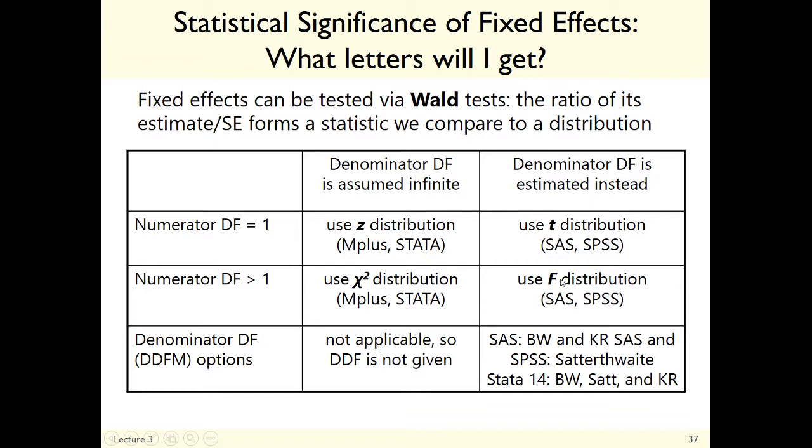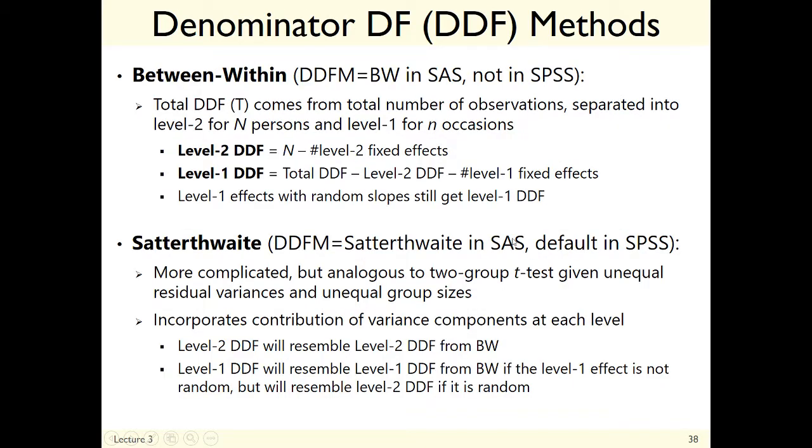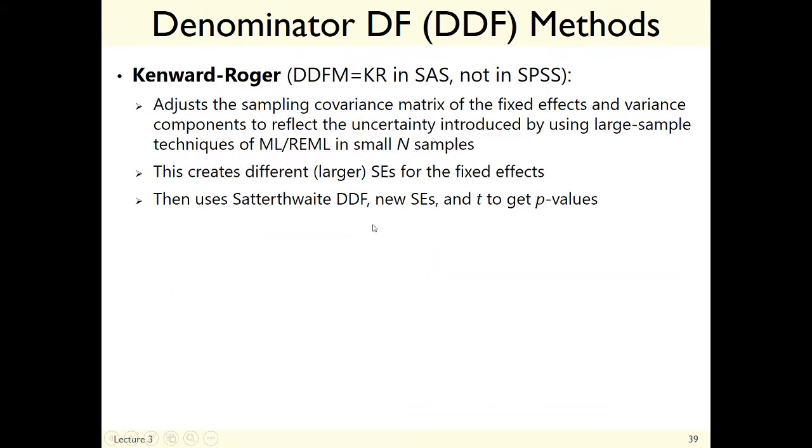F times numerator degrees of freedom is chi-square. So these are all very highly related. I just want you to know what to expect given what kind of estimation you've asked for. The big difference is whether or not you're using denominator degrees of freedom. And some folks had asked about methods for that. There's a little bit on this here.